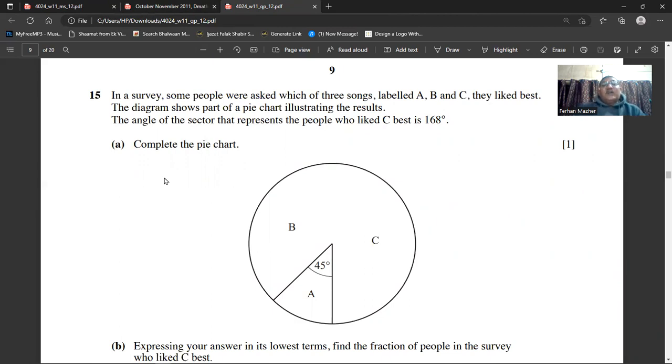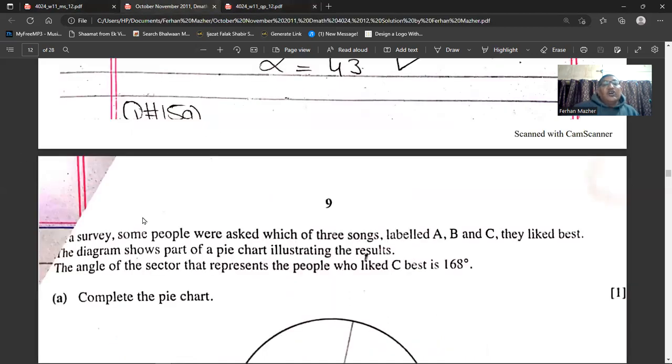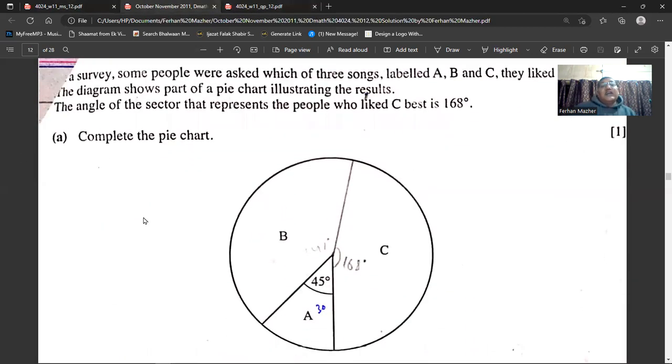Okay, so the angle C is 168. You put your compass here in such a way that the crosshair of the compass is on this point. The 0 of the compass should be here. Then from here, start counting, and wherever you find 168, put a mark here, then join it like this. So this is how you will complete the pie chart, and I hope you can see this.